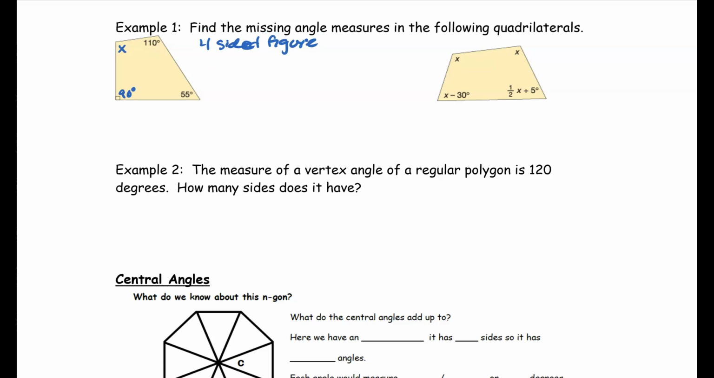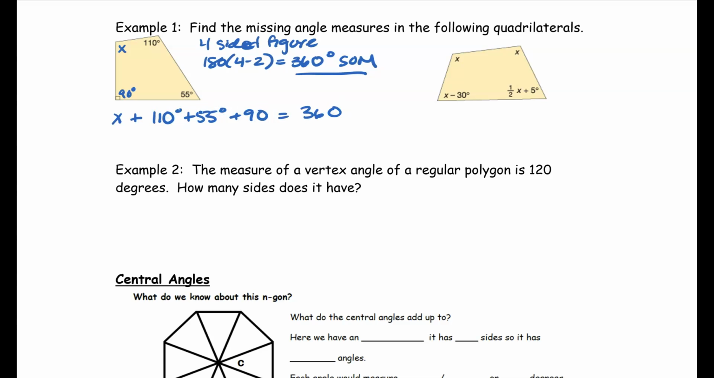So I'm going to do 180 times 4 minus 2, and I end up getting 360 degrees for my angle sum. So now I know that all of these need to add up to this sum. So I'm going to say x plus 110 plus 55 plus 90 equals 360. And so I combined the numbers. So x plus 255 equals 360. I subtract the 255 from both sides, and I end up getting x equals 105 degrees.